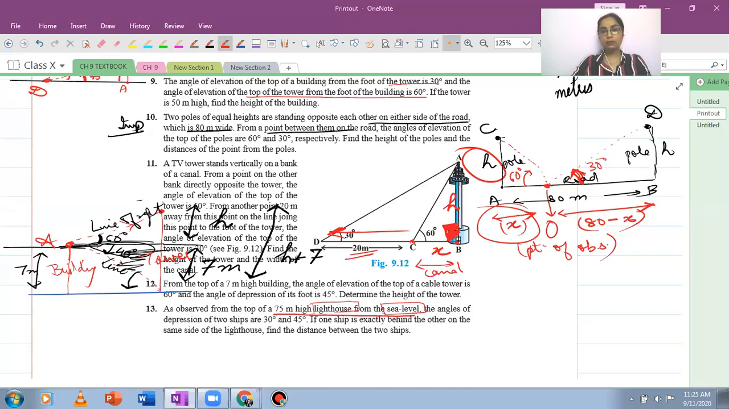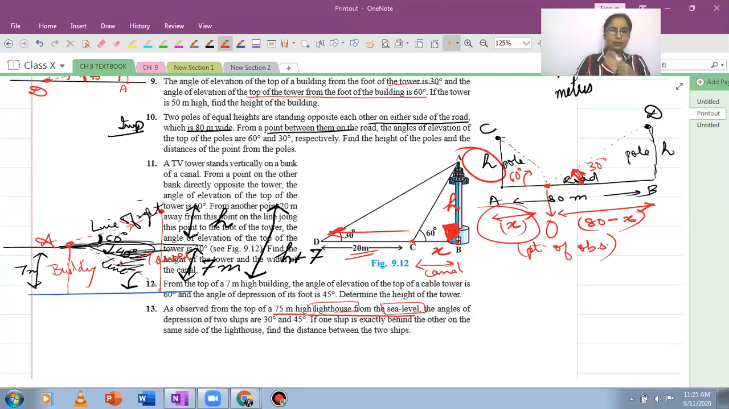The angle of depression: from the top of the lighthouse, we are looking down at two ships, and the angles formed are 30 degrees and 45 degrees. One ship is exactly behind the other on the same side of the lighthouse. Find the distance between the two ships.